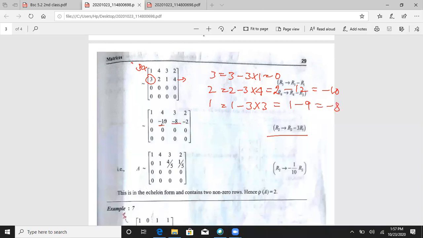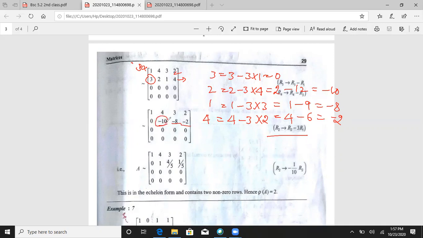I write here. Next comes the last one, that is 4 equal to 4 minus 3 into 2, this one. That is 4 minus 6, that is minus 2. I write here, it is minus 2. Then come to here, that is minus 10 is there.